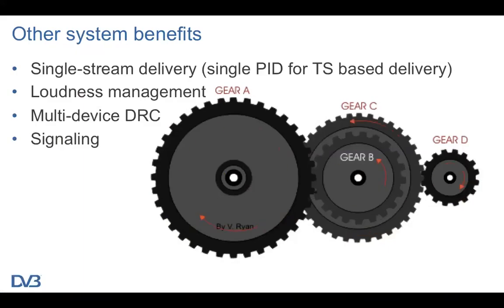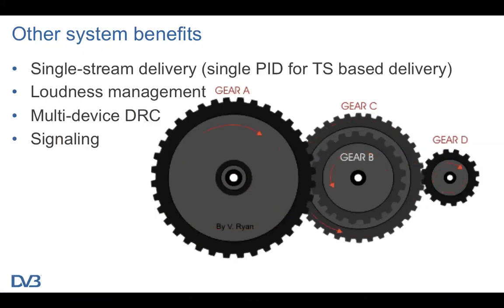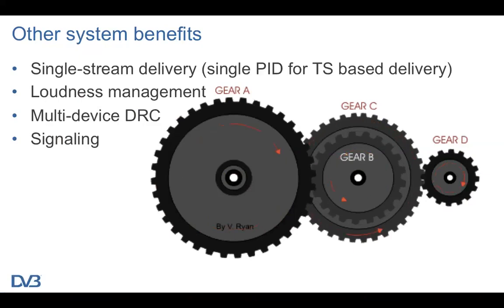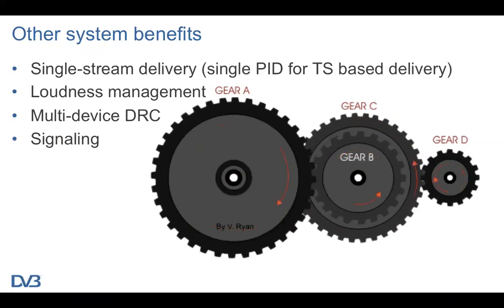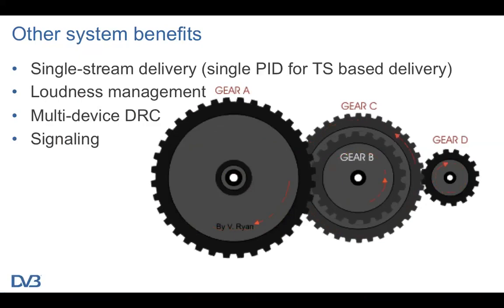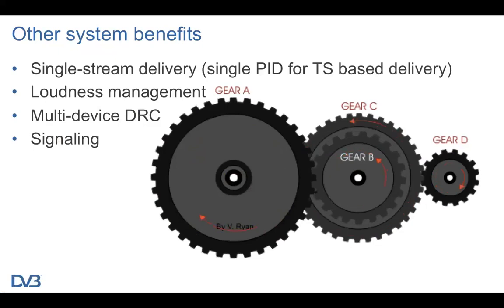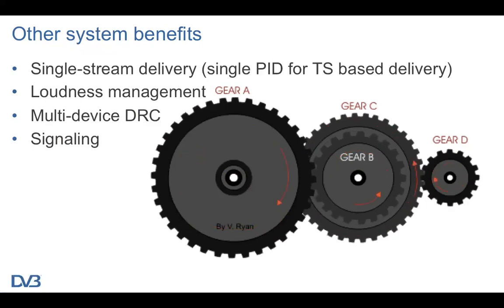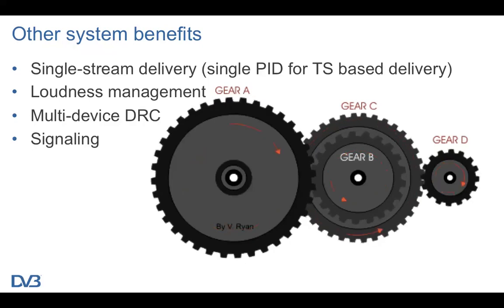Other system benefits, a beautiful piece of animation here, but there's a kind of gearbox effect of lots of things meshing together to improve the sophistication of what is possible. So in this case, we can see that we can deliver multi-stream delivery, as we've just been discussing, but we've also got much more sophisticated techniques for handling the loudness of all these different components, so that we can maintain overall program loudness in the loudspeakers and in people's ears.